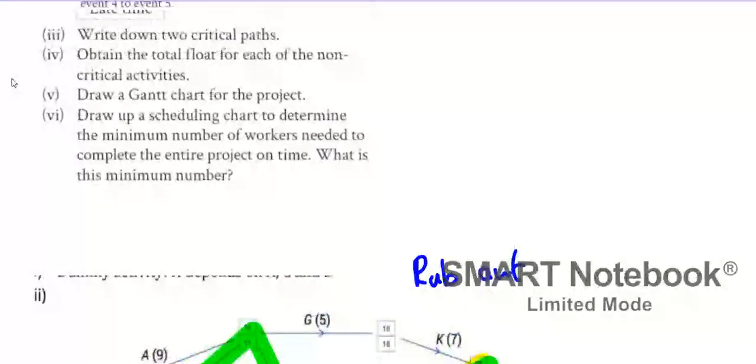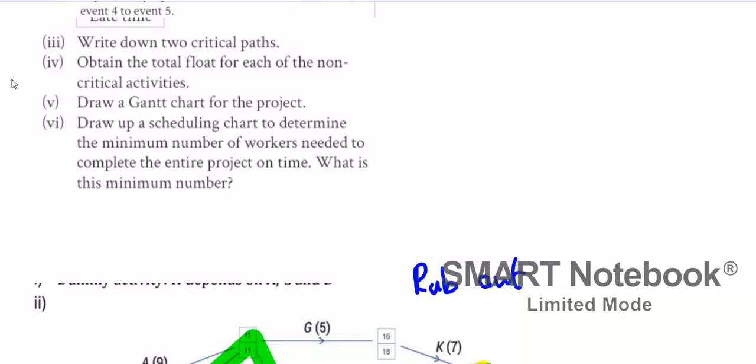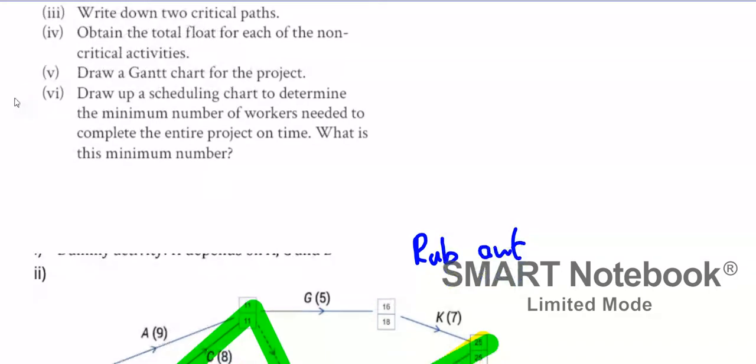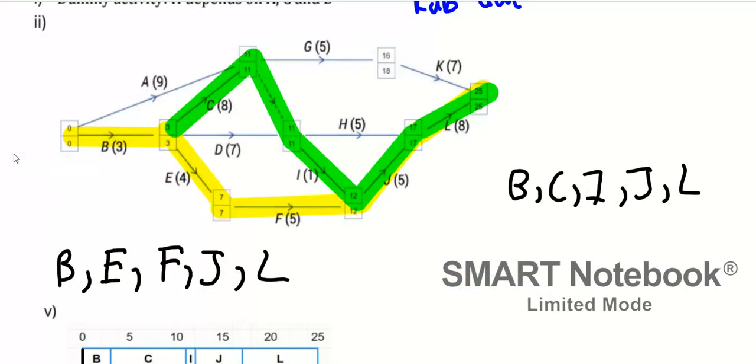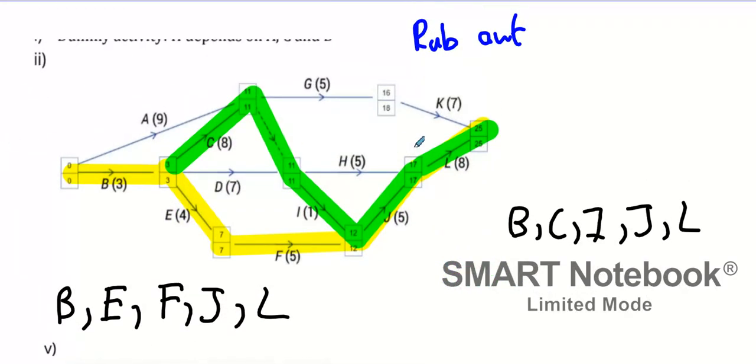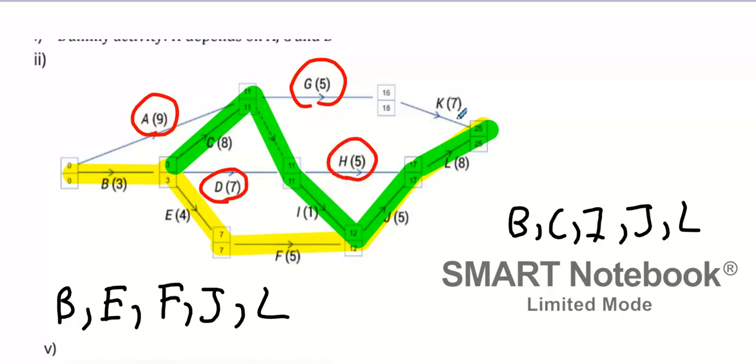Now, question 4. Obtain the total float for each non-critical activity. Oof. Okay, let's do this now. All right. What is total float again? What are the non-critical activities? Let's highlight them first. Which ones are they? A, D, G, H, and K. You all right with that?